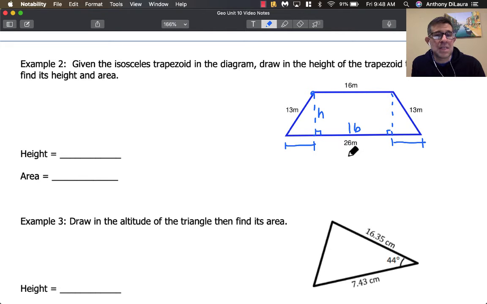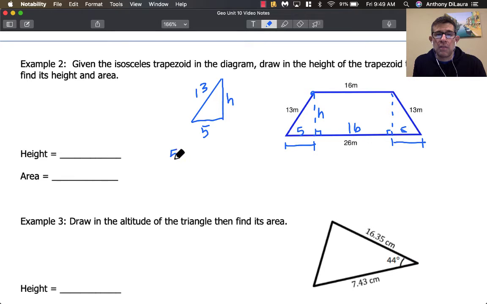So if I take 16 away from 26, I'm left with 10, which means these little pieces of these side triangles have to be 5 units of measurement each. Now I can use Pythagorean Theorem to find the height. So if I were to take this triangle out of context, what I have is a hypotenuse of 13, a base of 5, and I'm going to find the height by using Pythagorean Theorem.